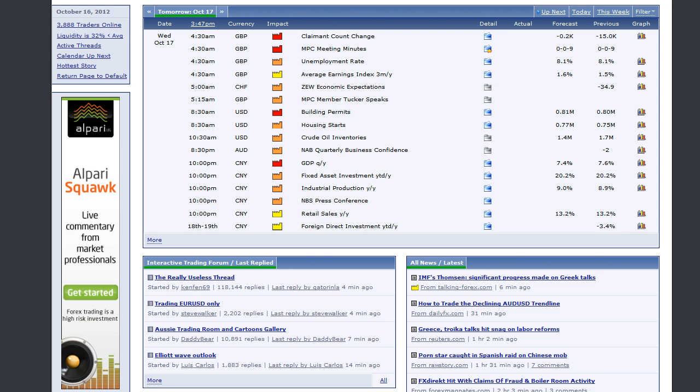Alright guys, so as far as news goes, tomorrow we have a few red tagged events. The main thing for me is going to be that New York session building permits announcement for the US dollar, which Tony wrote an article for, so definitely check that out below.